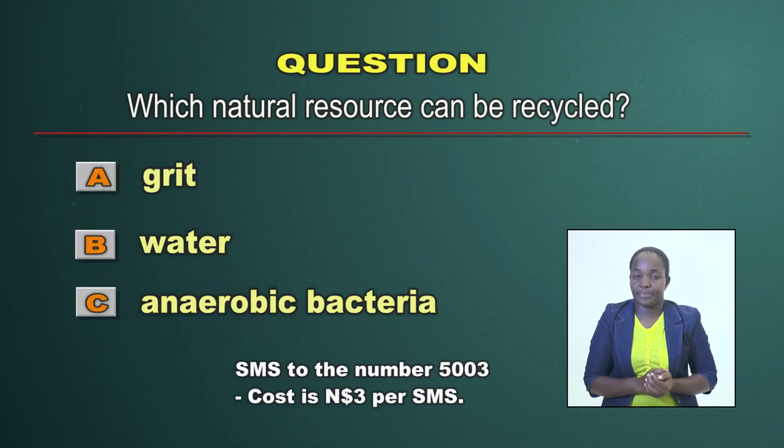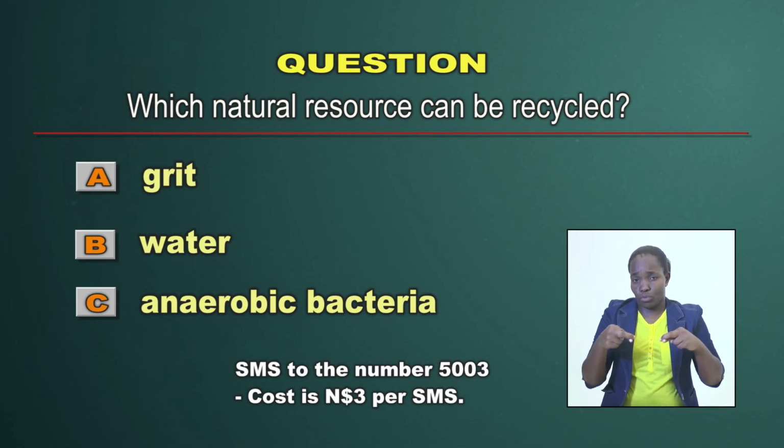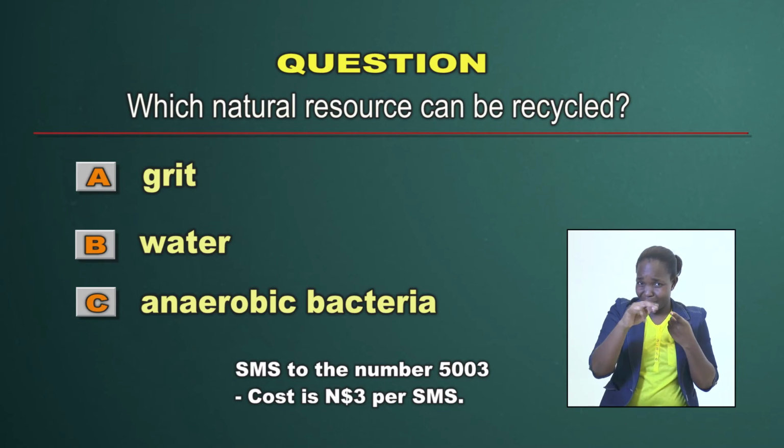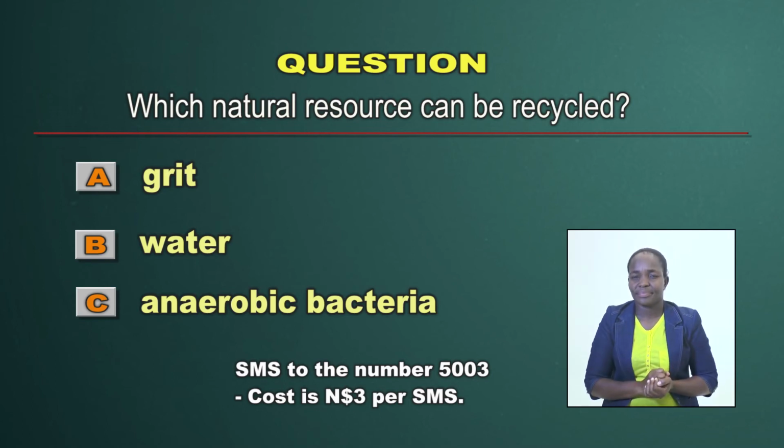Here is the question. Which one of the natural resources can be recycled? Is it A, grit, B, water, or C, anaerobic bacteria? Which one of these can be recycled?